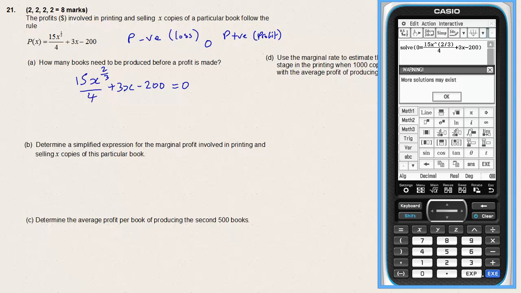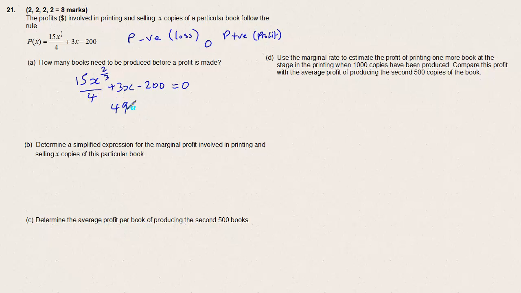And we'll execute on that, and it gives us 49.7 and so on. So we're going to have to sell 50 books for a profit.